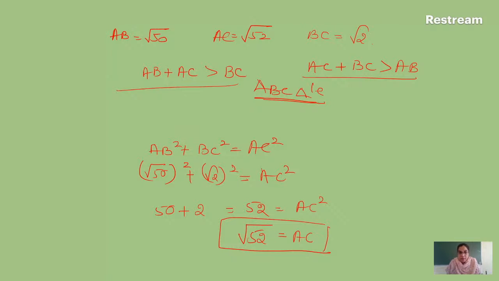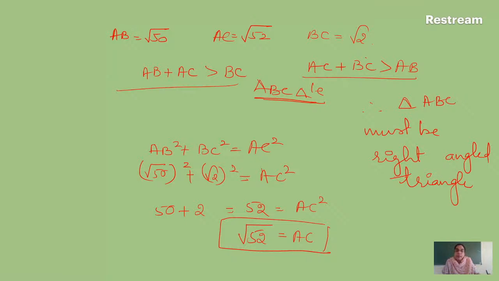Means what? Here the sum of the squares on two sides is equal to the square on the hypotenuse. That is your Pythagoras theorem. Therefore, what we can write? Therefore, triangle ABC must be a right angle triangle. Right angled triangle.